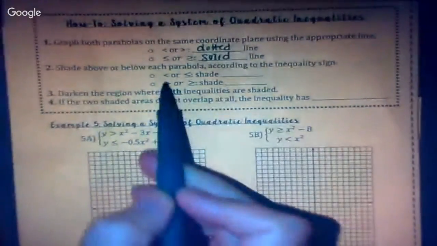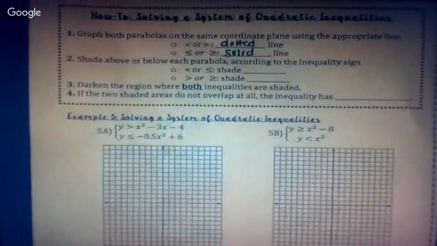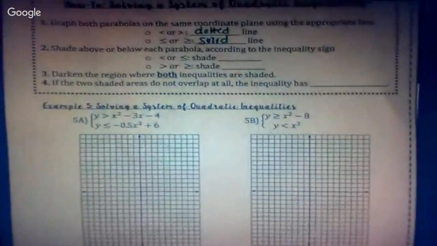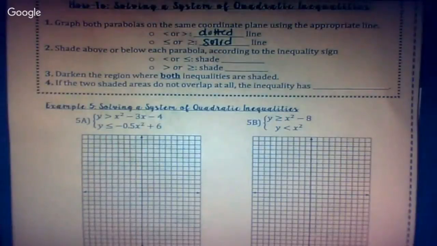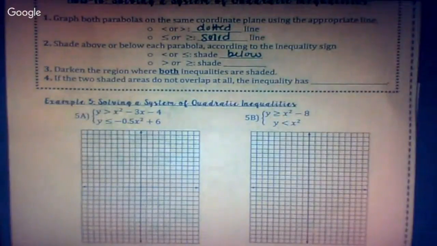These symbols here, when the arrow points to the left, what are those symbols? They're less than. If they point to the left, that means less than, which means we shade below the sign. If it's pointing to the right, that means it's greater than, so we shade above.